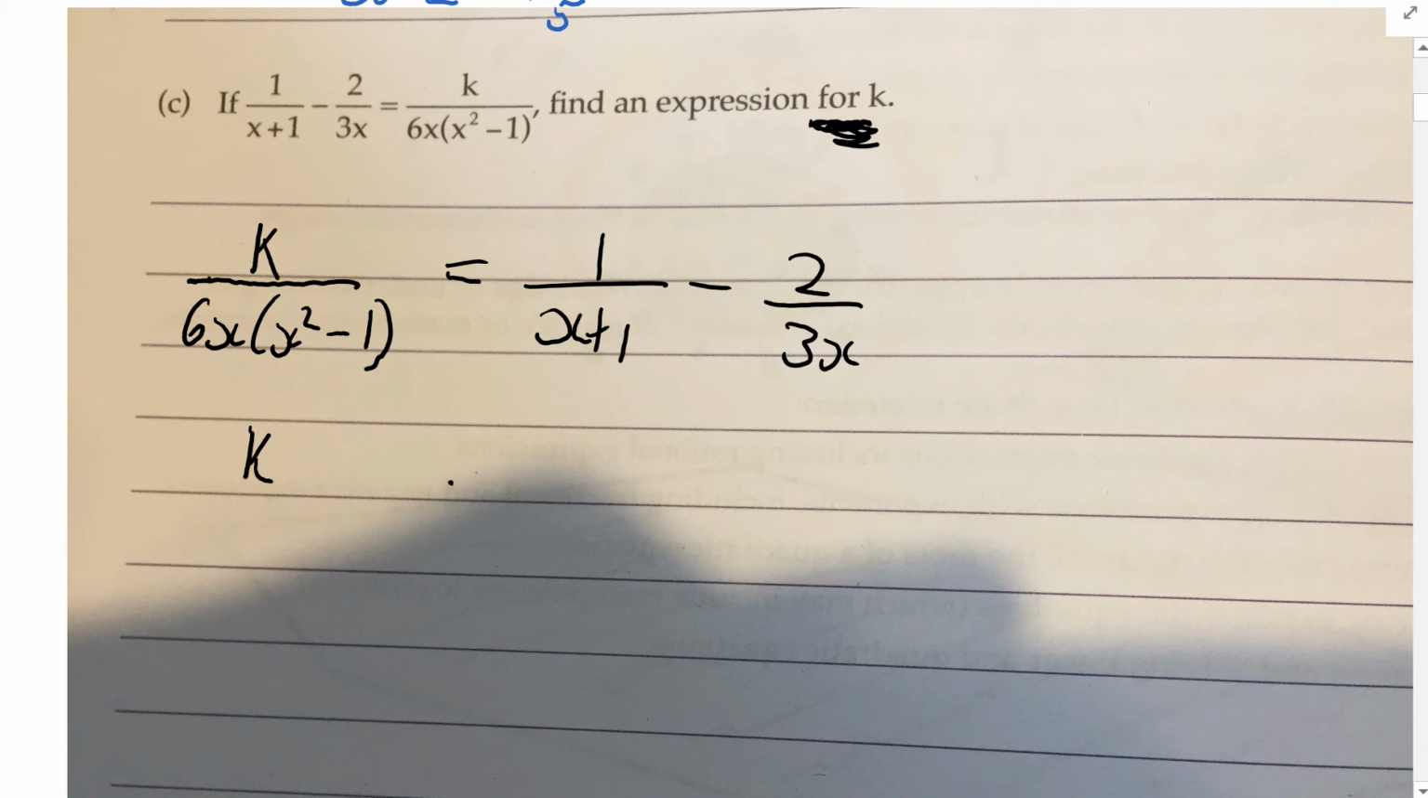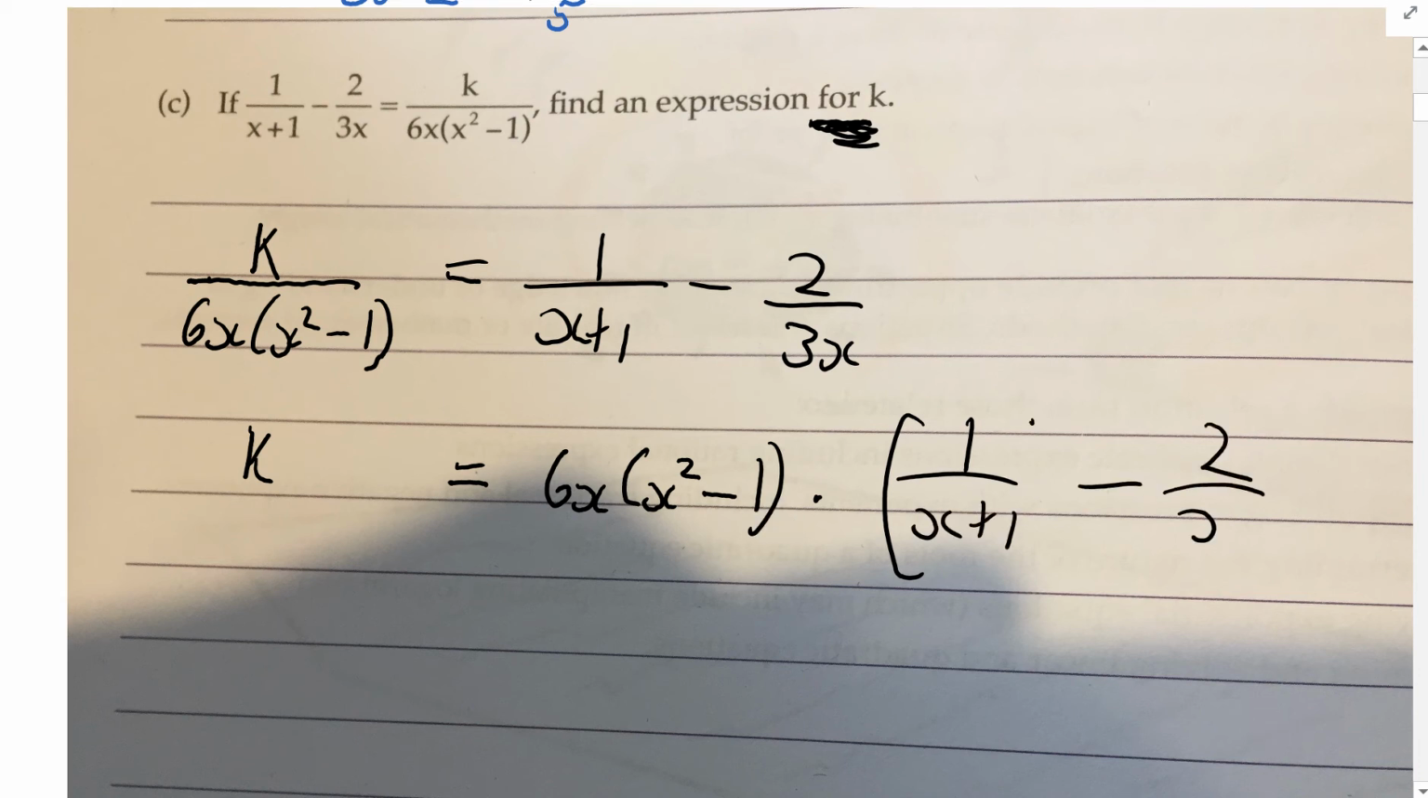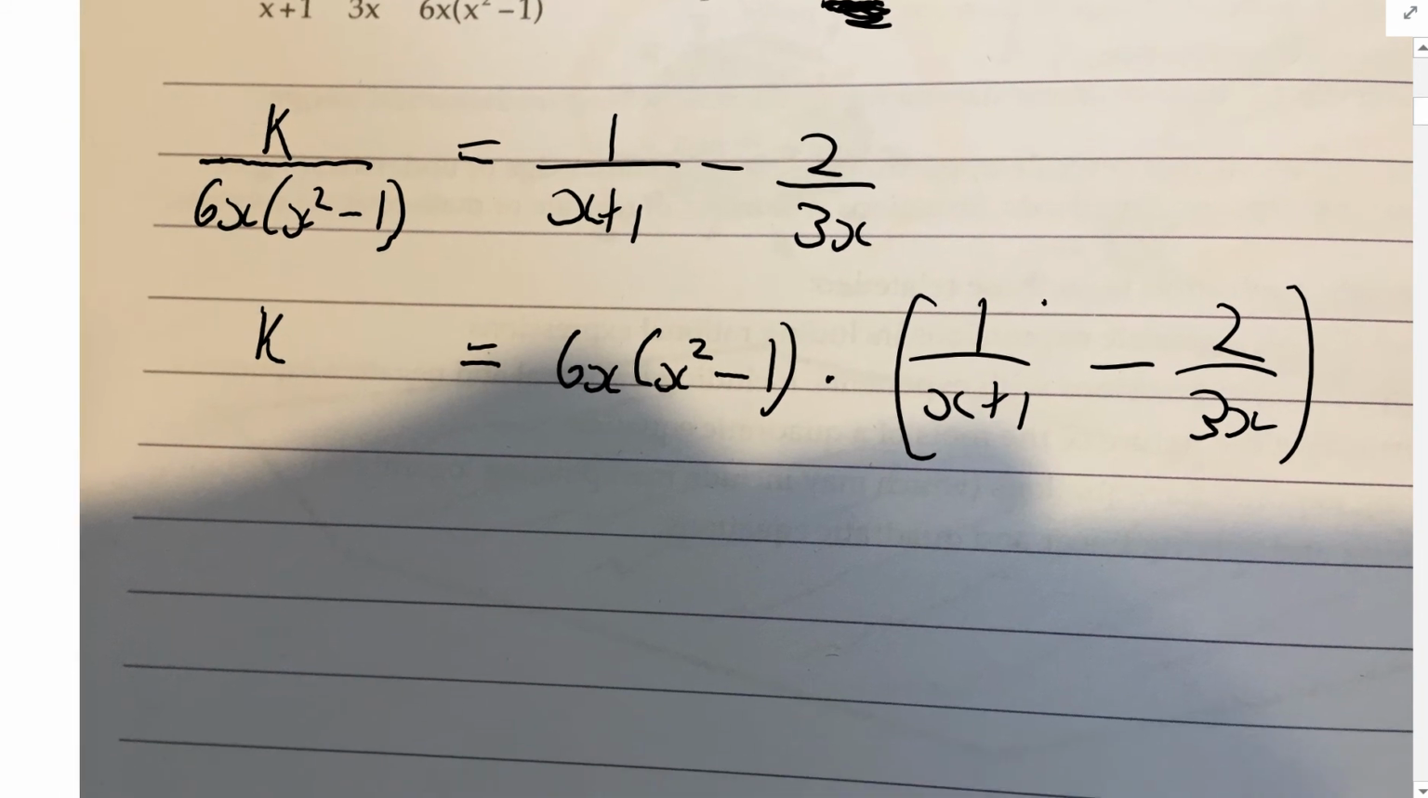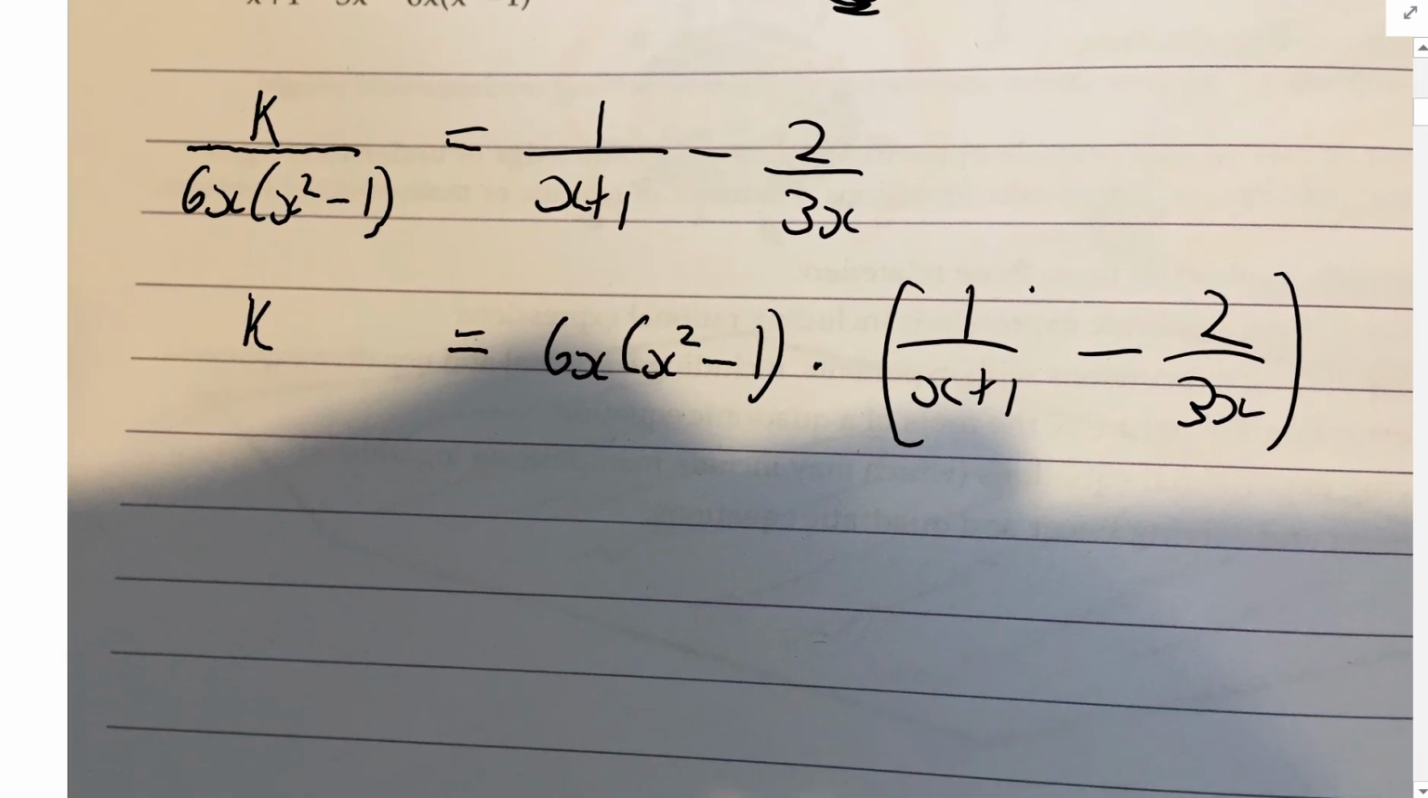So I get k equals, it's going to be 6x, x squared minus 1, times all of that, 1 over x plus 1 minus 2 over 3x. Now the problem is, I need to simplify this, right? And I've got, here in the brackets, two fractions with different denominators. So, how can I fix that?